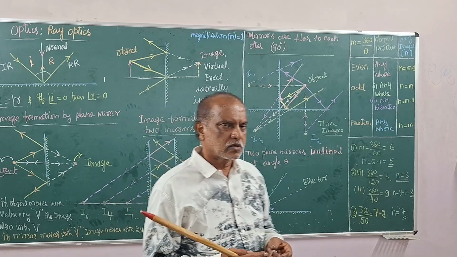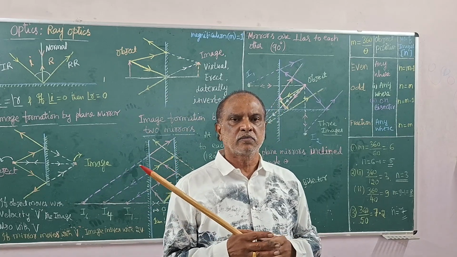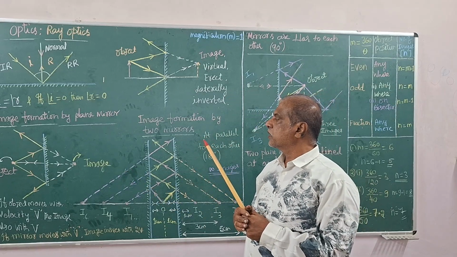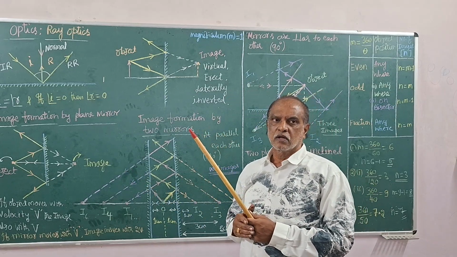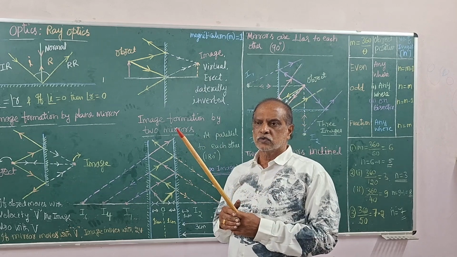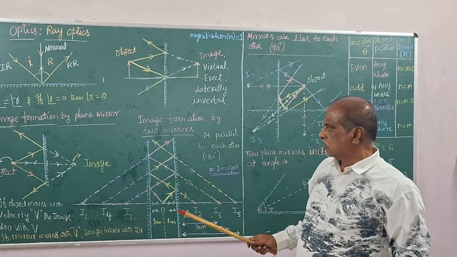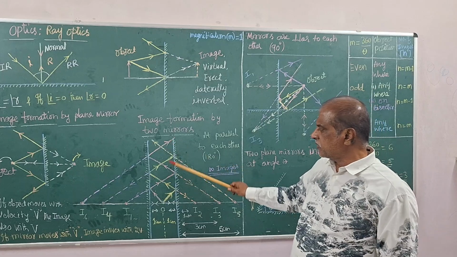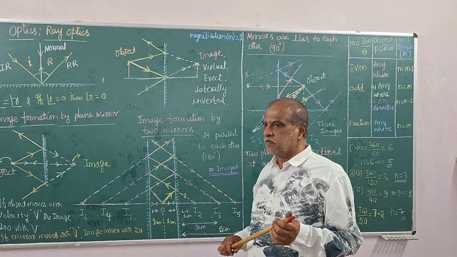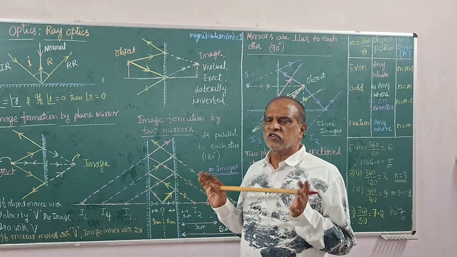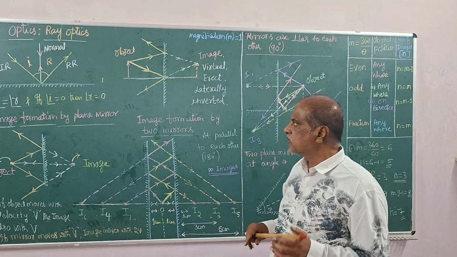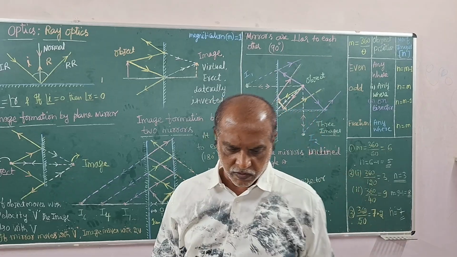So this is about the image formation by the plane mirror. One plane mirror produces one image, two mirrors with different alignment produce a number of images, and this one produces an infinite number of images. It is all due to reflection of light from the plane surface. With this, we have completed this portion.